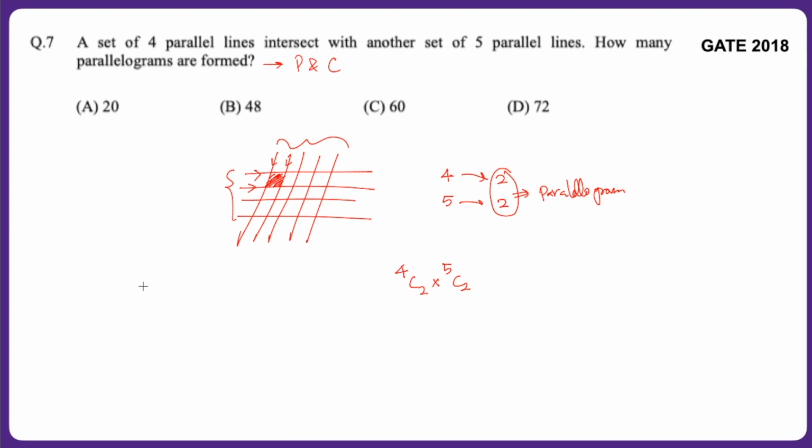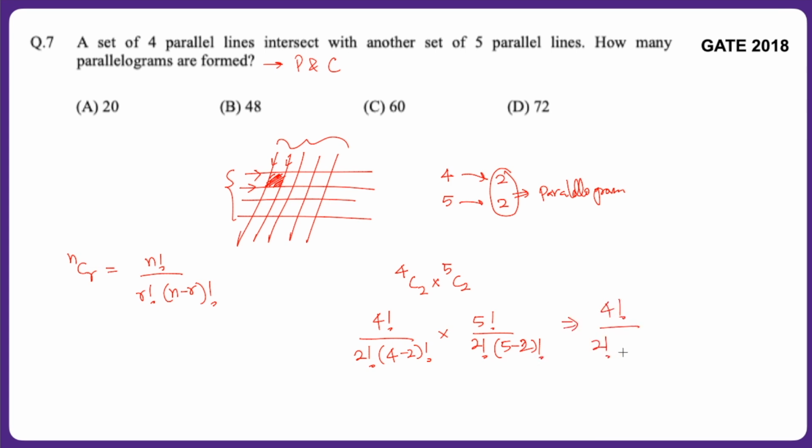So you know the formula for nCr is n factorial upon r factorial and n minus r factorial. Similarly, 4C2 will be 4 factorial divided by 2 factorial and 4 minus 2 factorial, multiplied by 5C2, which will be again 5 factorial divided by 2 factorial and 5 minus 2 factorial. So this whole thing will become 4 factorial divided by 2 factorial multiplied by 2 factorial, and multiplied by 5 factorial divided by 2 factorial into 3 factorial, right?